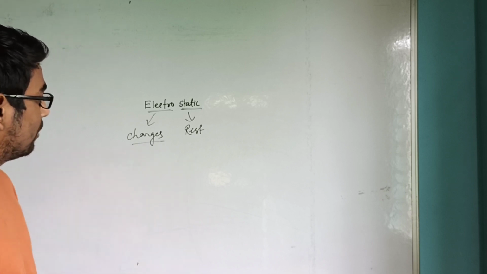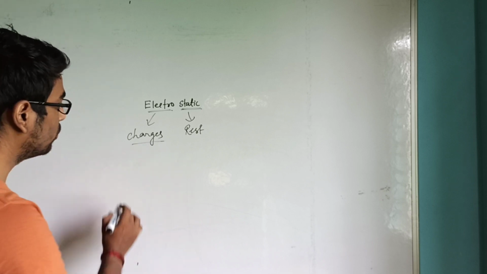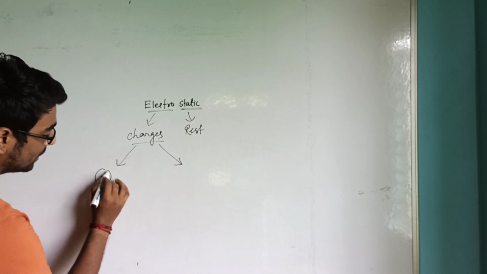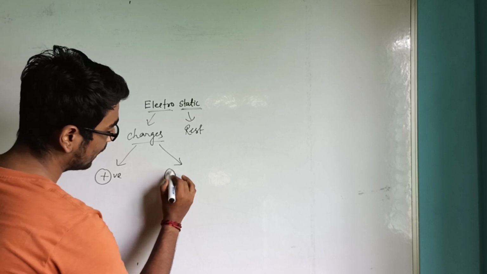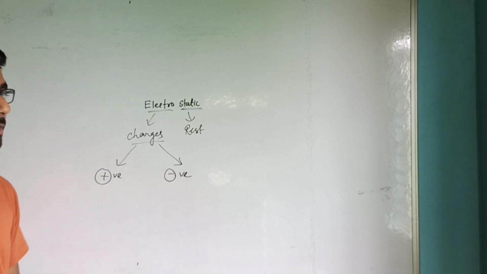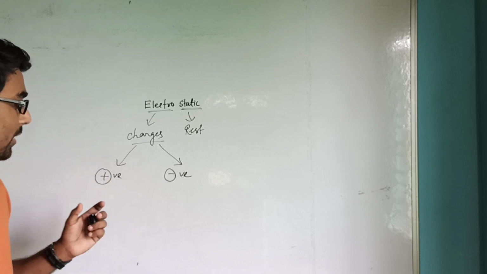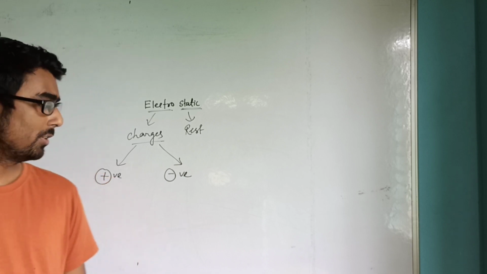Electrostatics. Now we all know that there are two kinds of charges. The first one is positive charge and the second is negative charge. And neutral means zero charge. Actually, it is not a category of charge.